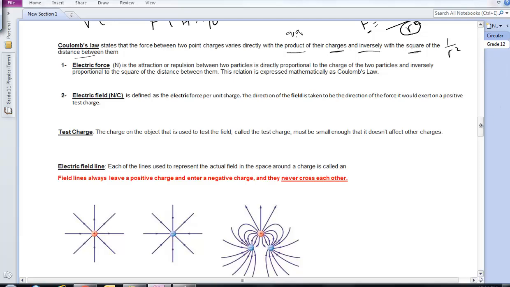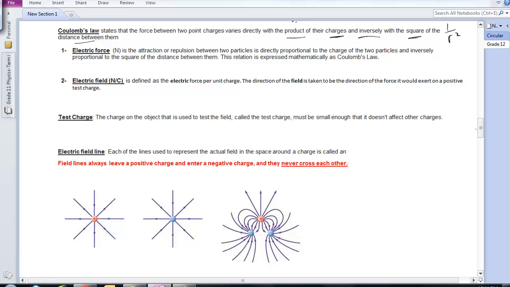So what is the electric force? Electric force could be repulsive or attractive. So it is the attraction or repulsion between two particles or between two charges. Again, it is directly proportional to the product of the charges, and inversely proportional to the square of the distance between them.